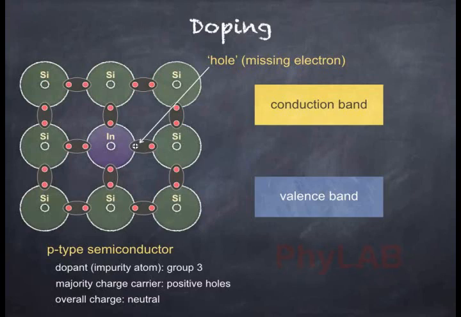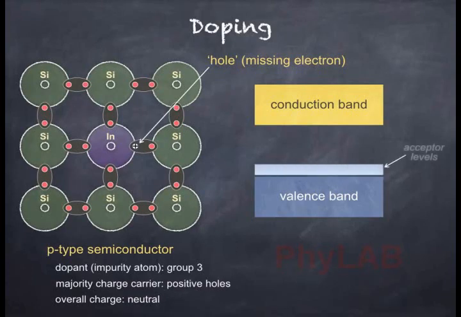The addition of group 3 impurity atoms leads to additional energy levels in the band gap, just above the valence band. These are known as acceptor levels. Electrons in the valence band require very little energy to move to the acceptor levels, leaving behind holes in the valence band. This is where P-type semiconductors get their name, because the majority charge carriers are positive holes.